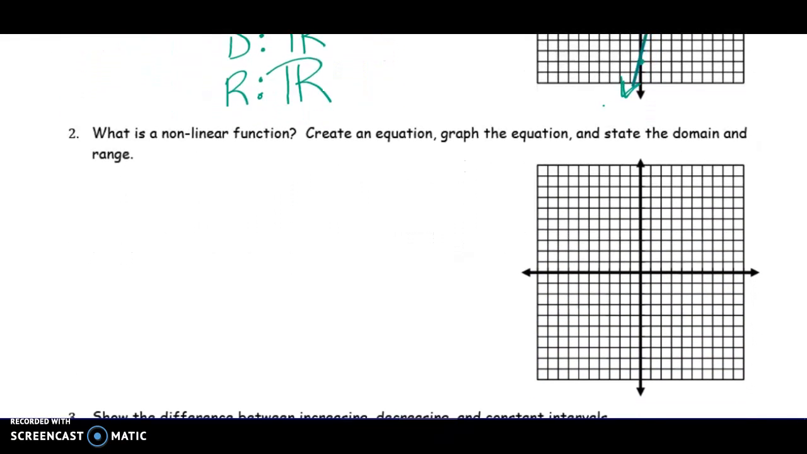So with number 2, what is an example of a nonlinear function? Then create an equation, graph the equation, state the domain and range. So right here, it kind of tells you what it looks like, something that is not a line. So anything that's not a line, we would call a curve. So this is a function that creates a curve.